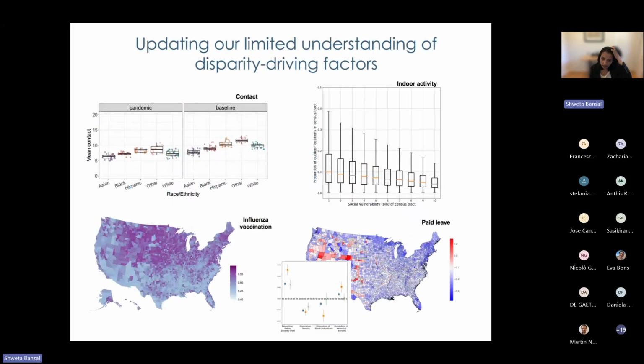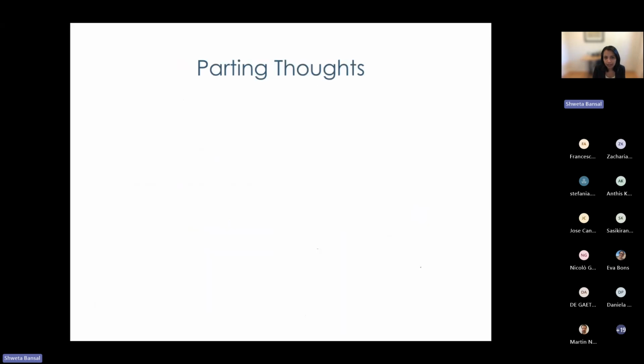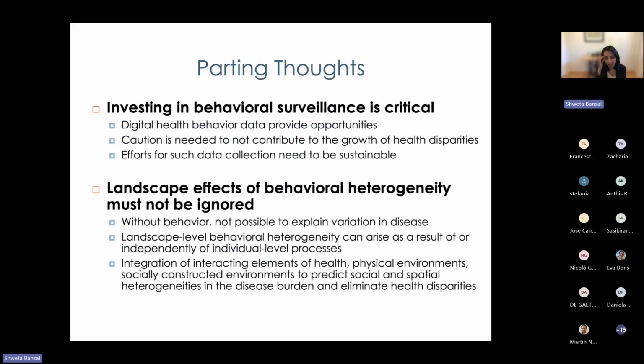And now we're really trying to take advantage of a lot of the newer data sources to update our understanding of these disparity driving factors. These were data sets that were absolutely not available to us 4 years ago. And so the field can really be investing in this going forward. So just a couple of parting thoughts. Really, I think investing in behavioral surveillance, especially in peacetime situations so that we're ready for crisis times, is important. I really do find that these opportunistic data sets provide opportunities, but we really do need to approach it with caution, and especially to not contribute to the growth of health disparities, and to figure out ways to make this type of work sustainable.